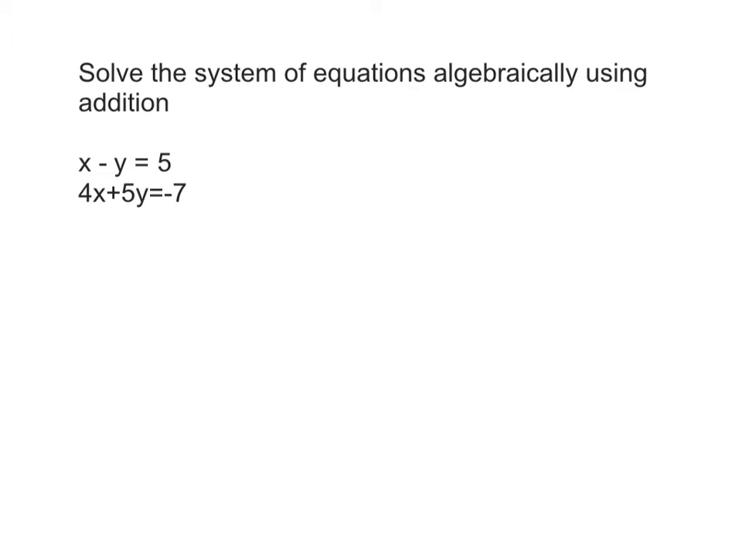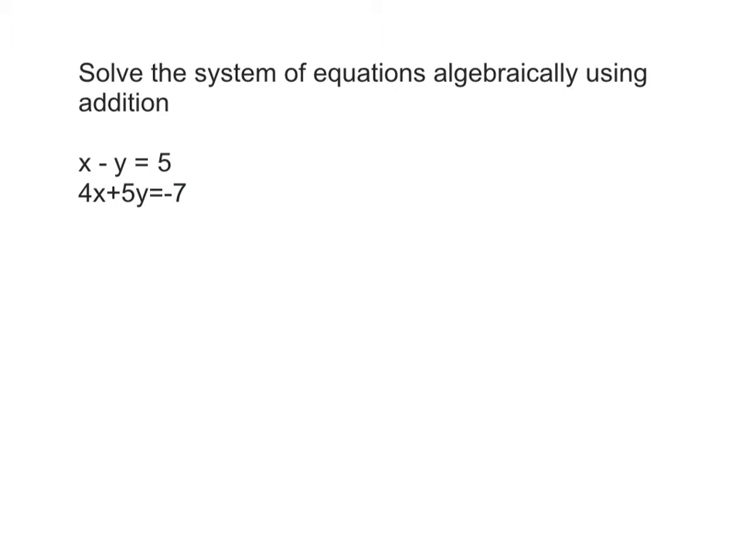In this problem, we're being asked to solve the system of equations algebraically using addition. And so notice, first of all, that the like terms, the like variables, are lined up. That is, the x's are vertically aligned, the y's are vertically aligned, the equals, and the constants. So that tells us we're ready to start our elimination.